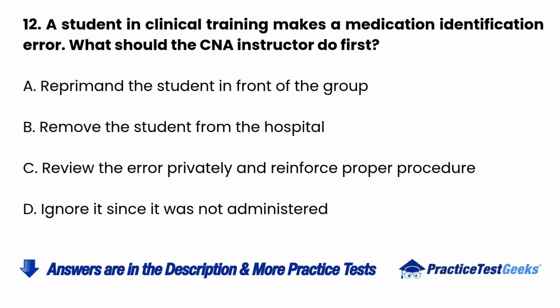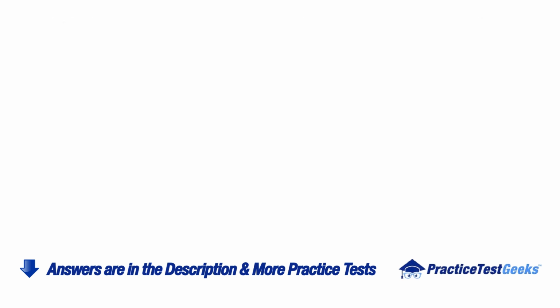12. A student in clinical training makes a medication identification error. What should the CNA instructor do first? A. Reprimand the student in front of the group. B. Remove the student from the hospital. C. Review the error privately and reinforce proper procedure. D. Ignore it since it was not administered.